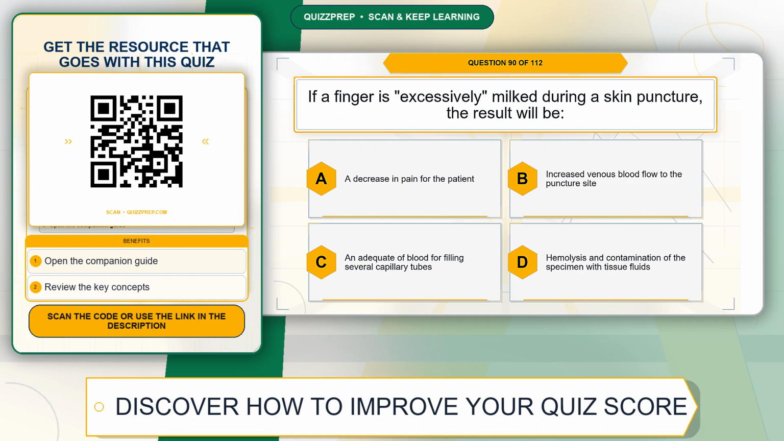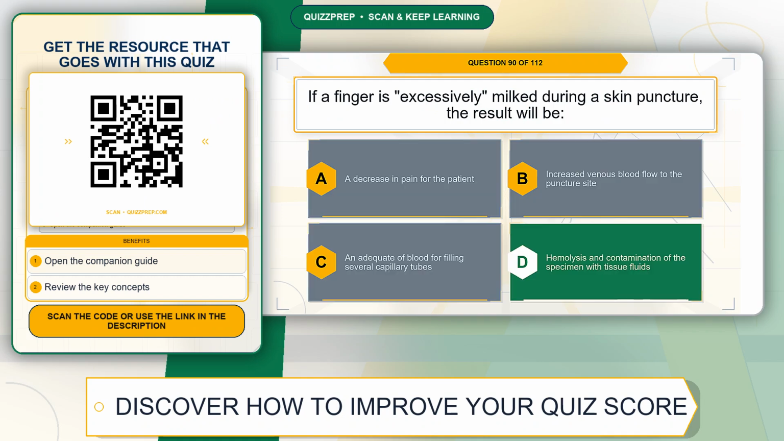If a finger is excessively milked during a skin puncture, the result will be: Option A, a decrease in pain for the patient. Option B, increased venous blood flow to the puncture site. Option C, an adequate amount of blood for filling several capillary tubes. Option D, hemolysis and contamination of the specimen with tissue fluids. The correct answer is option D, hemolysis and contamination of the specimen with tissue fluids.